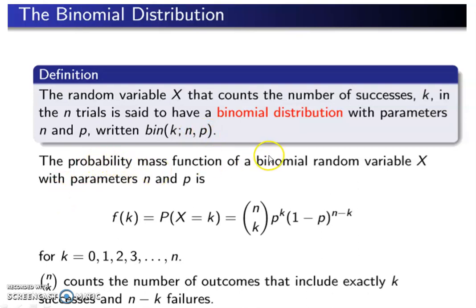The probability mass function of a binomial random variable with parameters n and p is given by f(k) equal to the probability of random variable X equal to k, which is equal to, within round brackets, n k, into p power k, (1 minus p) whole power n minus k, where k ranges from 0, 1, 2, 3 and so on up to n. The term here, n k in the round brackets, represents the count, the number of outcomes that include exactly k successes and n minus k failures.